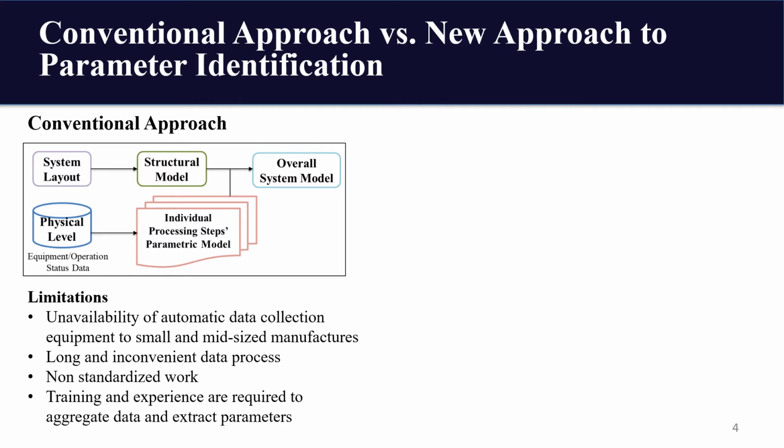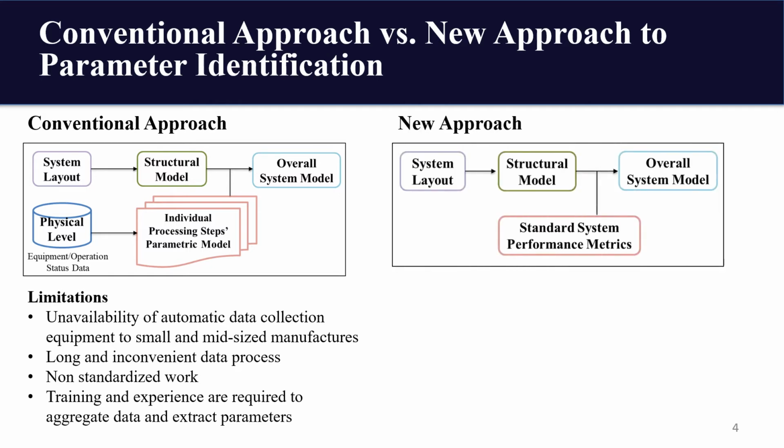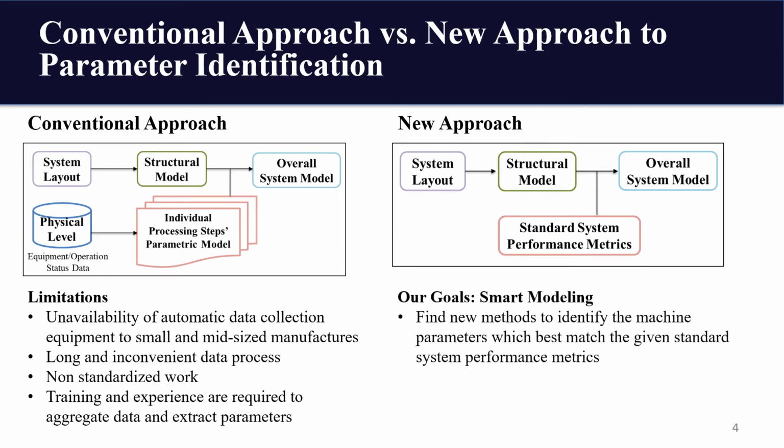In our new approach, we use standard performance metrics to identify machine parameters instead of those non-standard formed data. So our goal is to obtain the parameters which are the best match with the performance metrics so they can fit the main characteristics of the real production line.